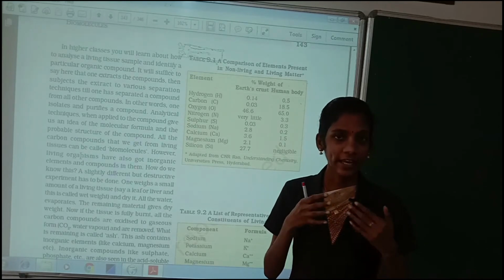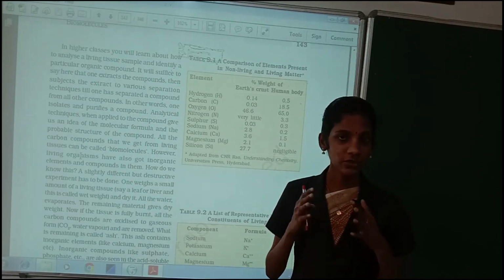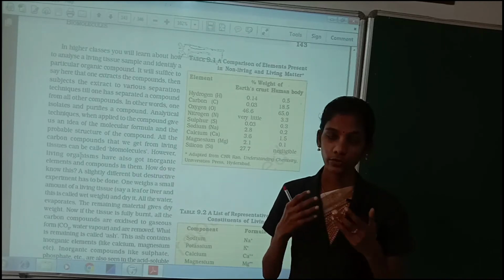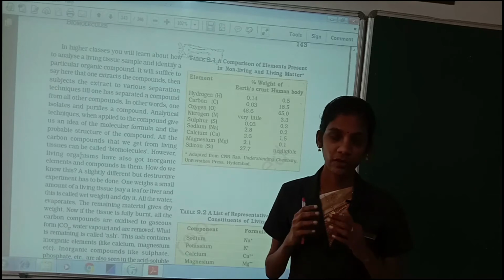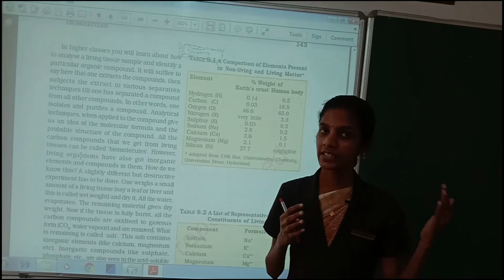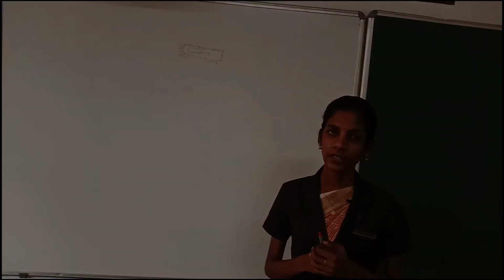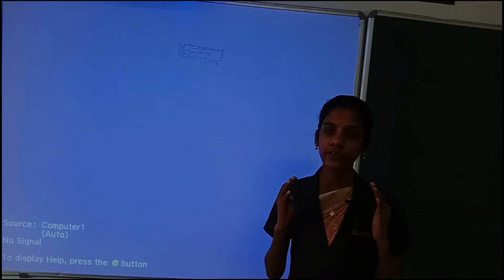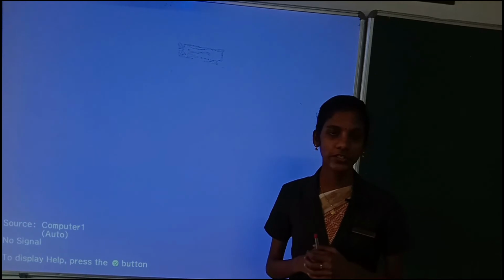This inorganic element should be analyzed. When we analyze these inorganic compounds or elements, we can find the presence of certain elements like calcium as well as magnesium. Similarly, we can see the presence of certain inorganic compounds like phosphate as well as sulfate also.